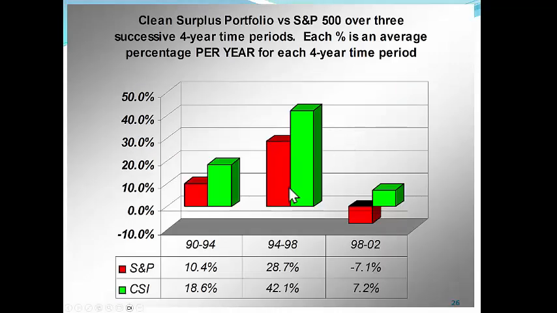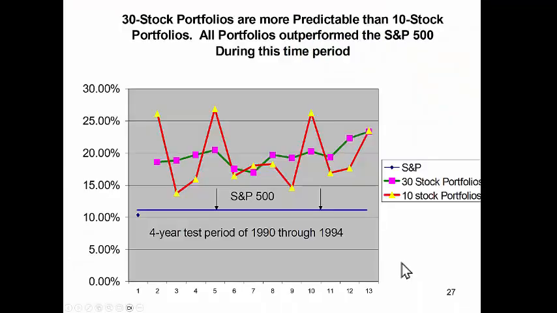Now, put them all together. Here they are in blocks of 4. So all those charts you just saw, here they are combined. And here's what the S&P returned, and here's what the clean surplus stocks on average returned. So the clean surplus always outperformed the S&P 500 in those 3-4 year time periods.